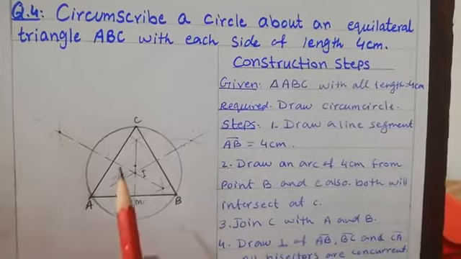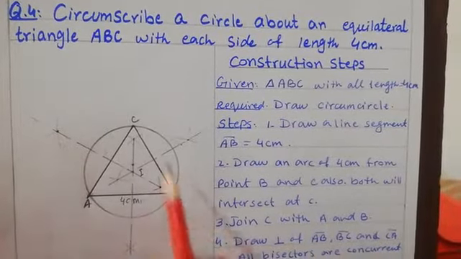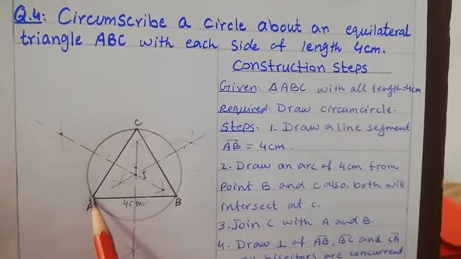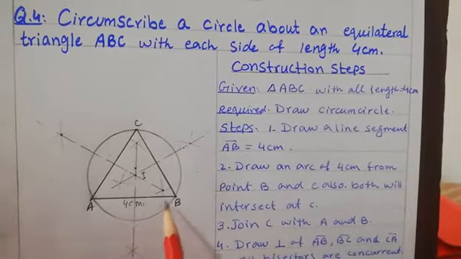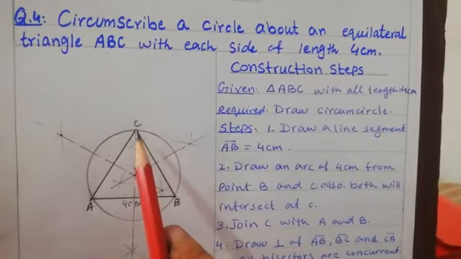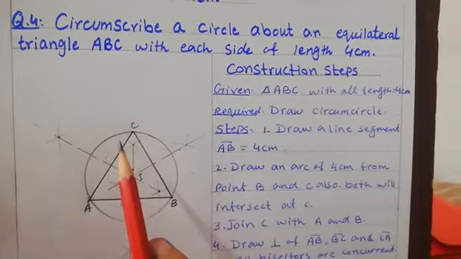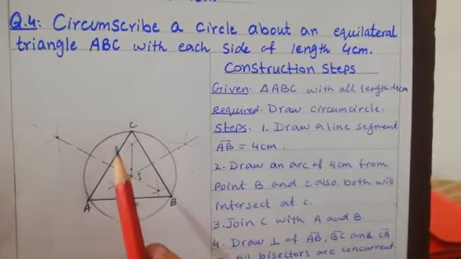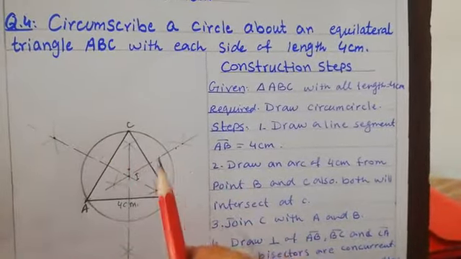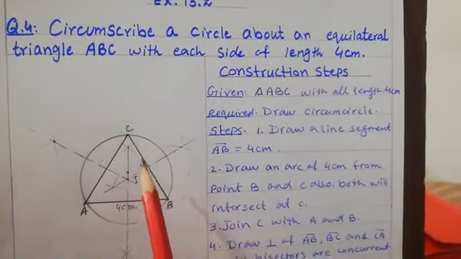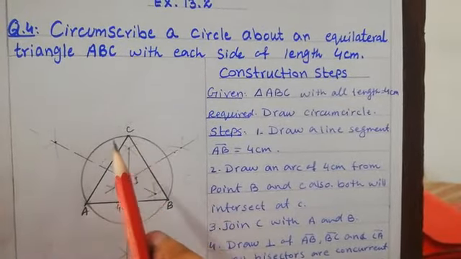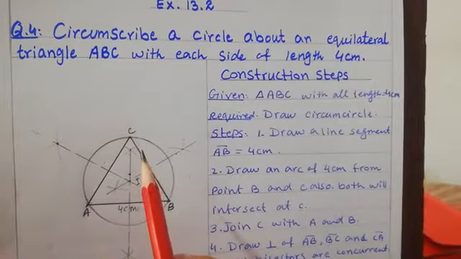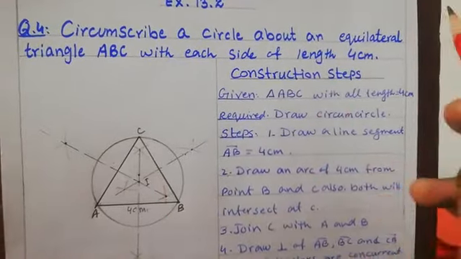of the triangle. Like this, this is a triangle ABC. If a circle passes in such a way that it touches all the vertices, then it is known as a circumcircle or circumscribed circle. According to the definition, a circle which passes through all the three vertices of the triangle is called a circumcircle. How can we draw it?